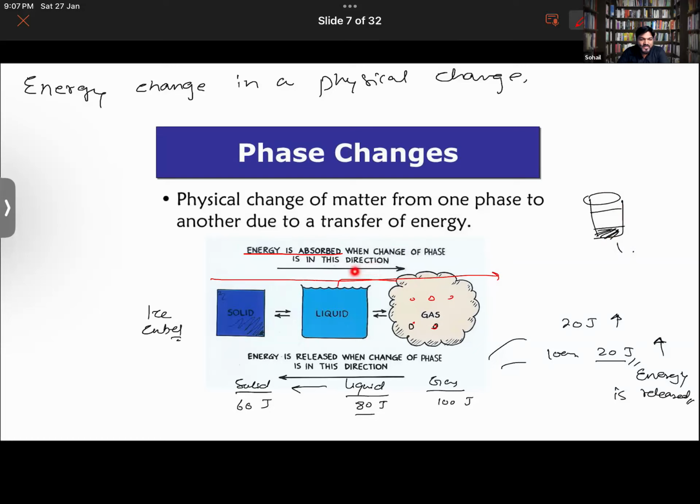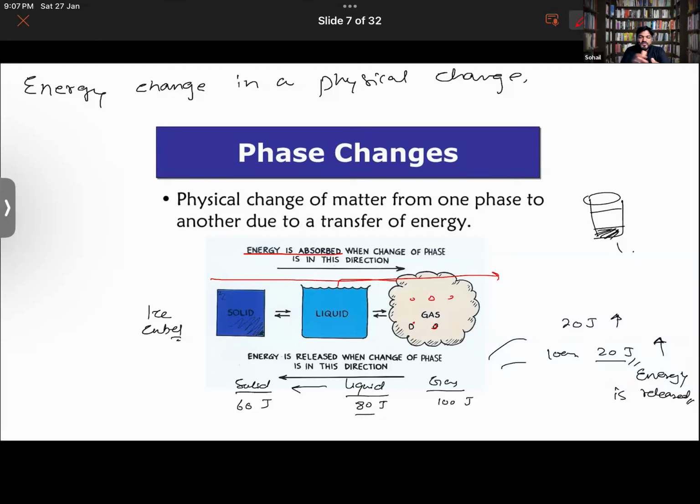So the basic thing I'm trying to say here is that when you are physically changing, energy is absorbed. When you change solid into liquid and liquid into gas, energy is being absorbed. When you reverse the process, energy will be released. Getting it, Sundus and Chakrika, right?